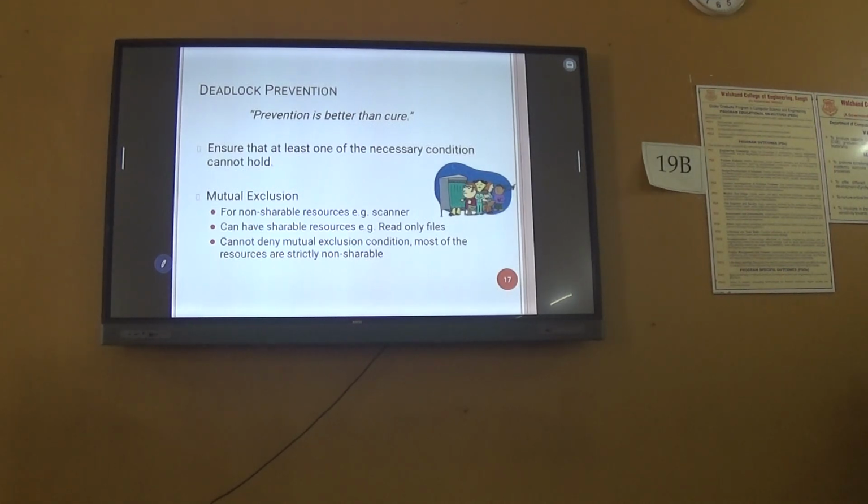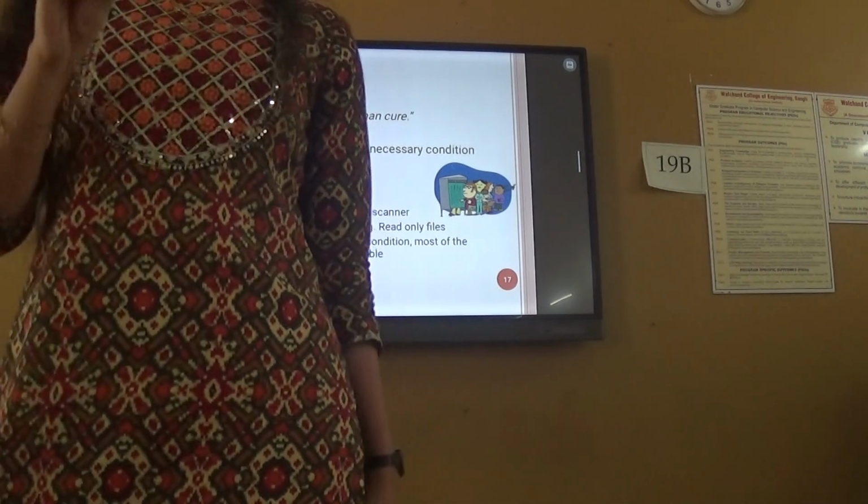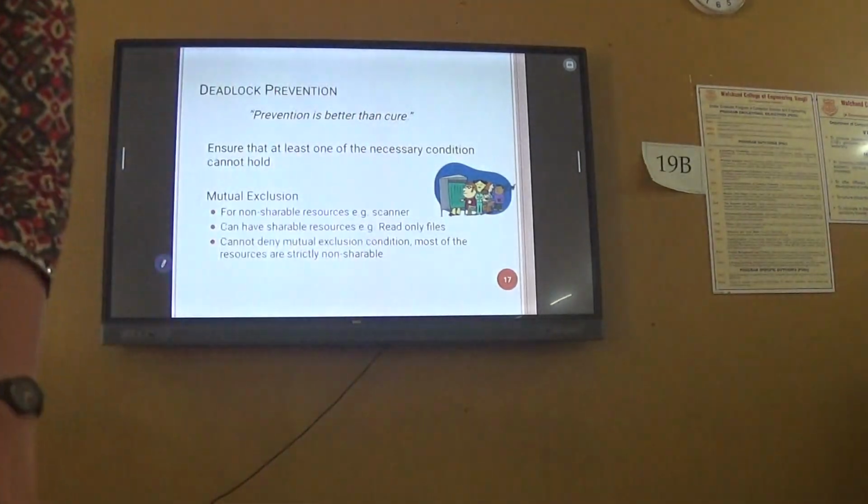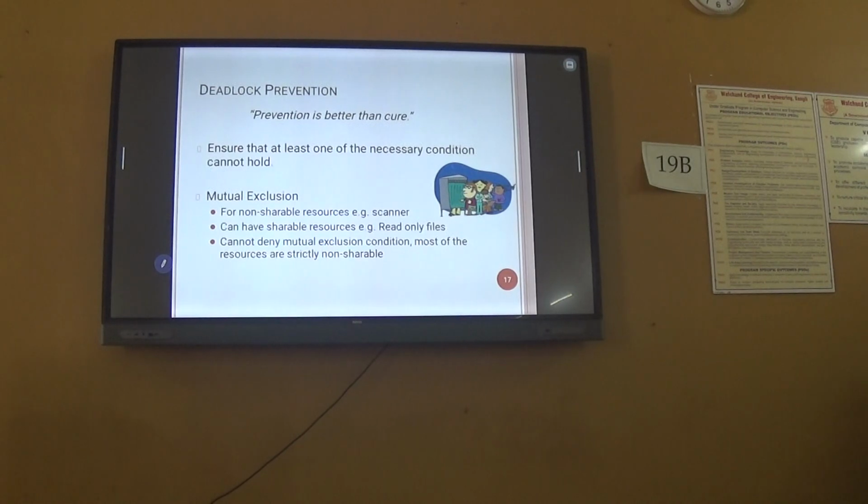What is the one thing? Mutual exclusion. Even though out of the four conditions, if I make one condition off, we can make the deadlock not occur, the very first thing is that we can't deny mutual exclusion. What I am repeating is that out of the four conditions, one condition can be turned off, but mutual exclusion can never be turned off. What does it mean?